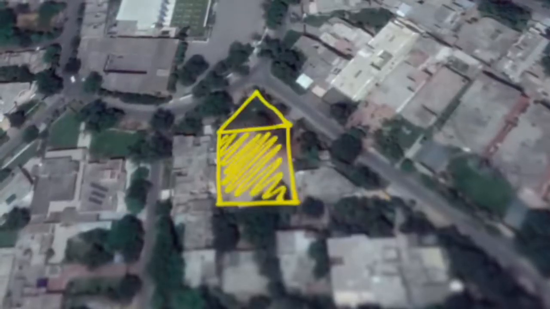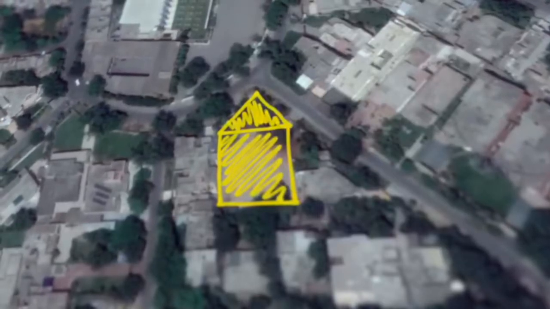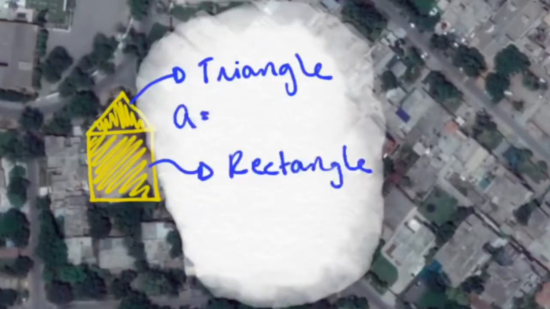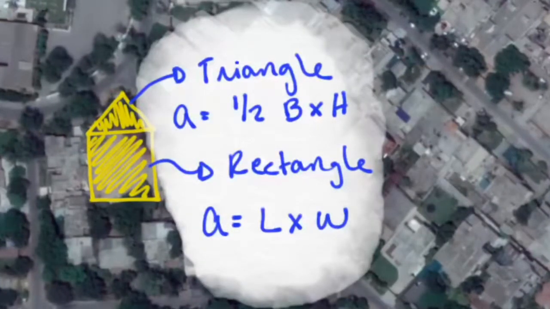Let's also take this example. This plot has a normal-shaped plot with an odd-shaped plot attached to it. So we can divide it into 2 different shapes, a rectangle and a triangle. Then we can find the area of those 2 individually and then add them together.